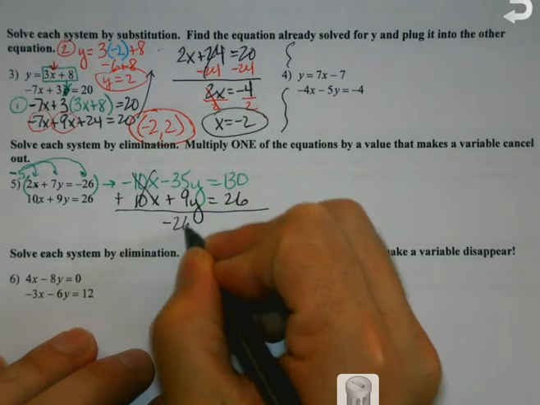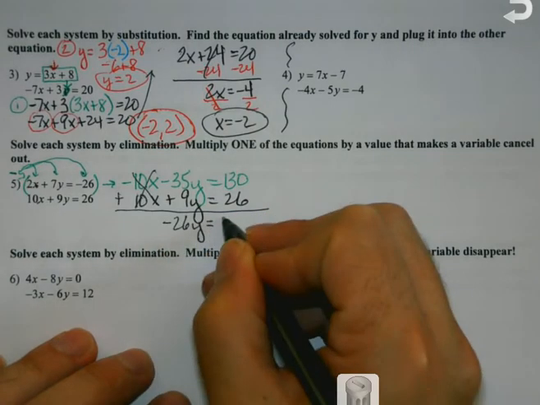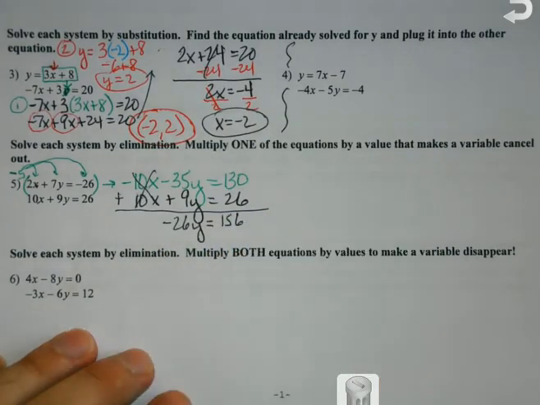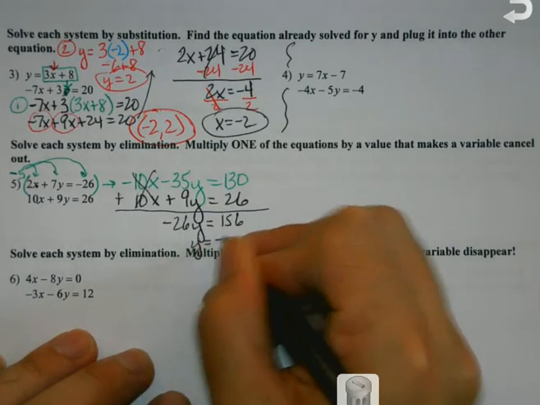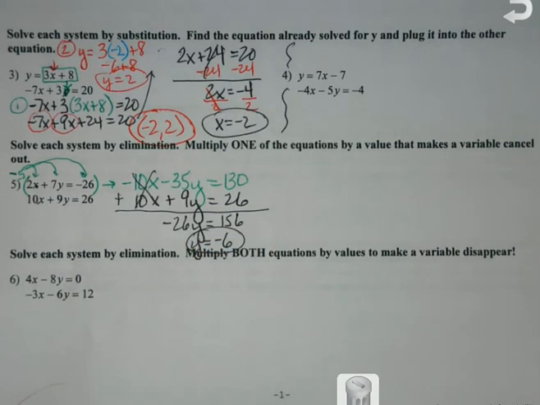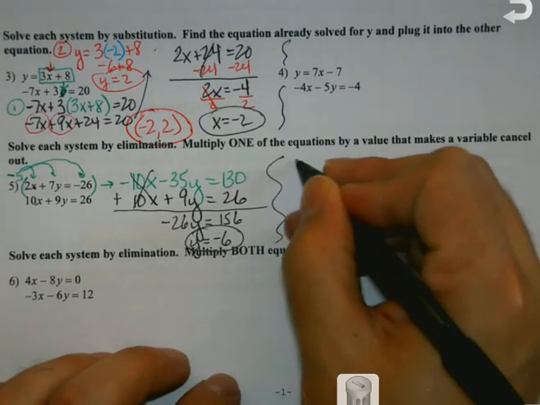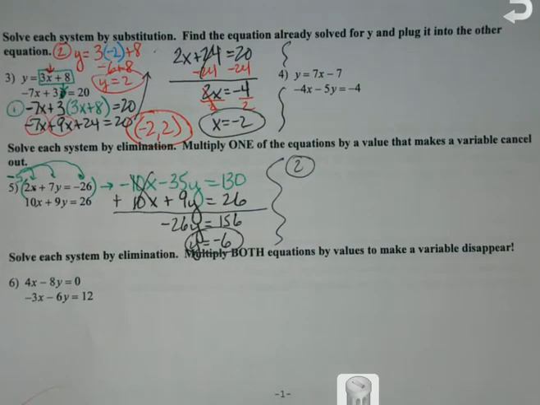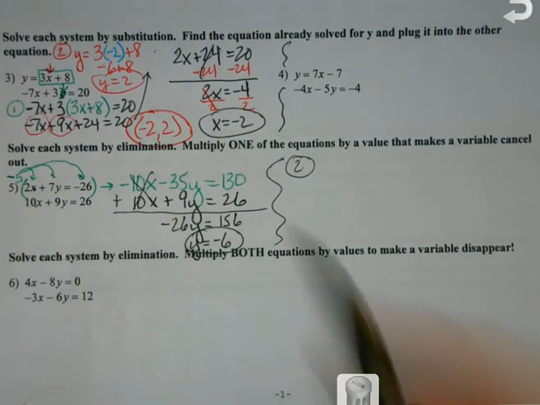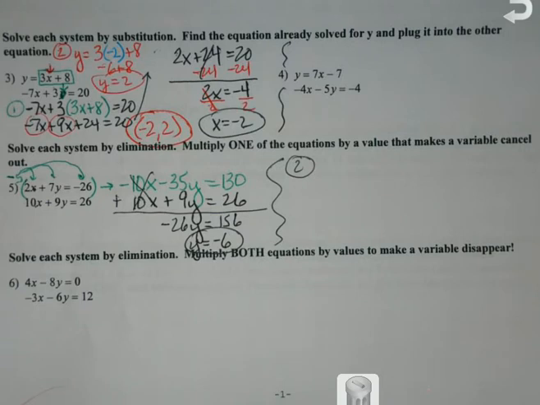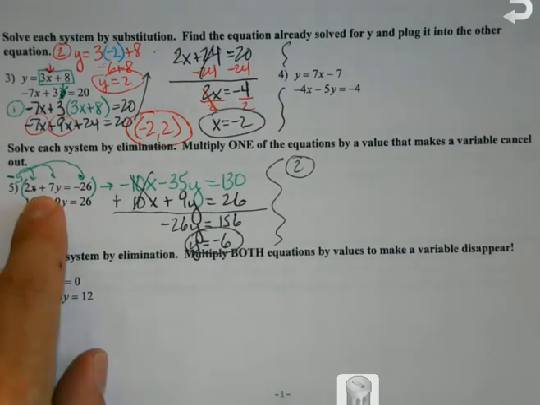So -26y is 156. I'll divide by that -26 and find out that y is -6. Cool. But again, like we did in the last one, I still got to know what x is. So I got one more step to go. You can pick either original equation to stick your y value into to figure out x. I normally just use the top one, just, I don't know, habit, I guess. So I'm going to use the top one.